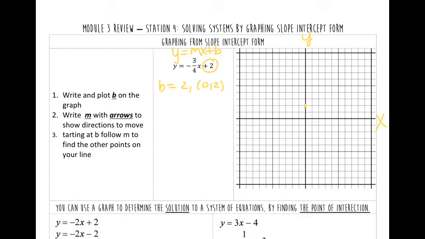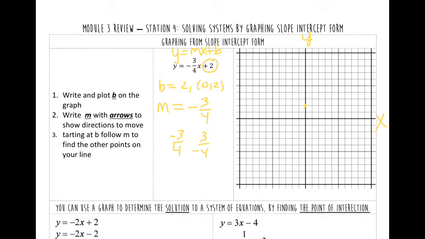The next thing you want to do is write what m equals. And for us, m equals negative 3/4. So this can be negative 3 over 4, or it can be positive 3 over negative 4. Those are the same thing, but only one is negative. They aren't both negative. If they were both negative, then this would be a positive fraction.